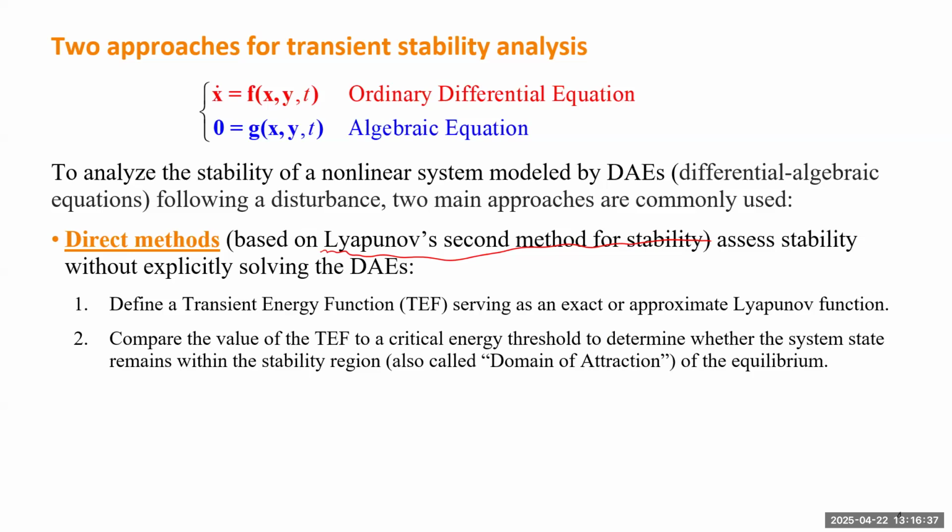Then you can compare this energy to some critical value, the threshold value. If it's higher than the threshold, it will escape from the stability region, or domain of attraction. If it's lower than the threshold, it will stay within that domain. Okay, the system will be stable.